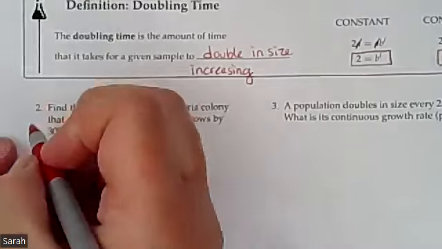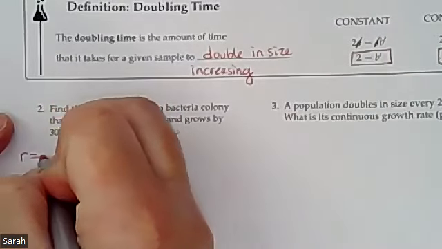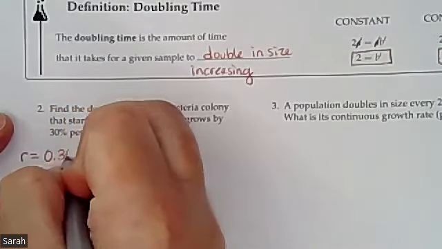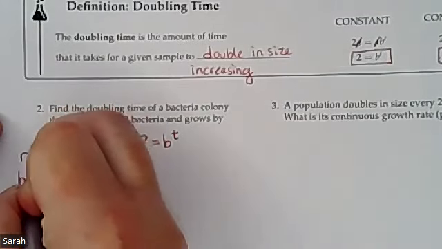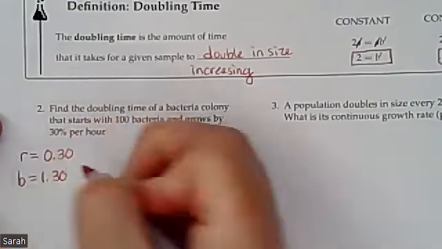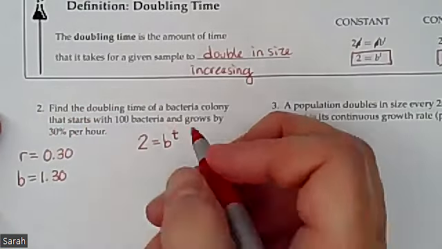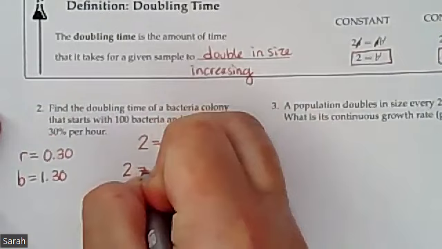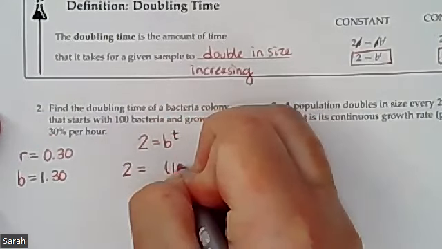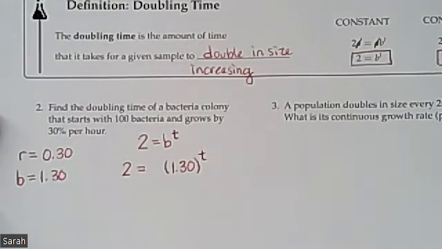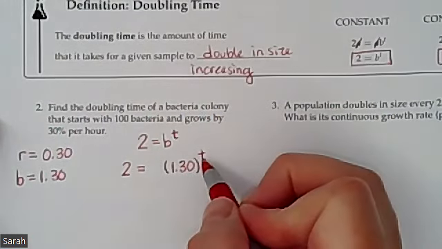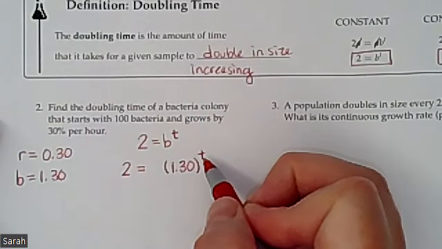We're growing by 30%, so that's my growth rate R of 0.30. And then to find my growth factor B, I'm going to add 1 to that, so I get 1.30. So I can put that into our equation. We get 2 is equal to 1.30 to the T. Okay, and then we're ready to solve this, but we have a little bit of a snag here because our T is all the way up in the exponent.